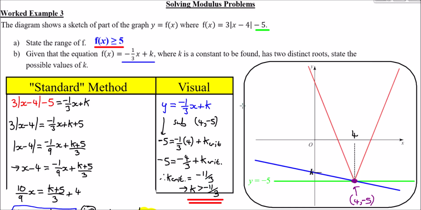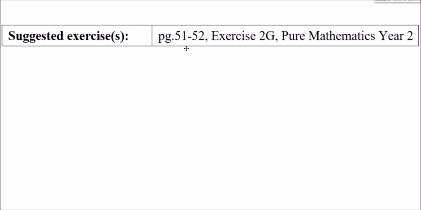So now we've tried these, it's over to you to try some questions on your own. So if you were to turn to page 51 in your blue books, page 51 to 52, exercise 2G. My suggestion is just to try all questions there.